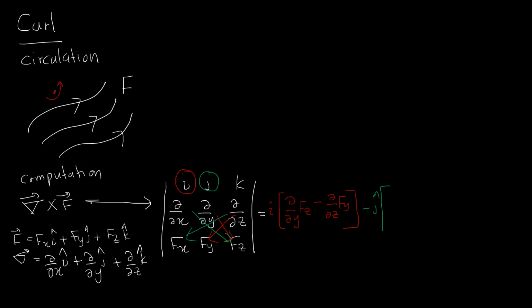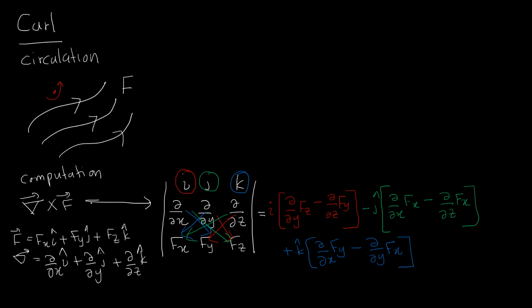So that is going to be ∂/∂x Fz minus ∂/∂z Fx. And for the k-th component, you take these two terms here. So it will be plus k times ∂/∂x Fy minus ∂/∂y Fx. So that is how you would calculate the curl of a vector field.